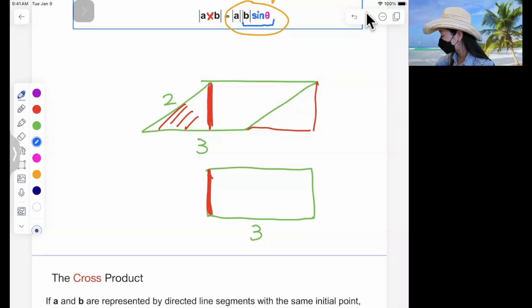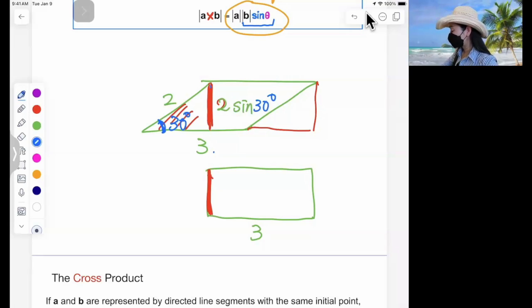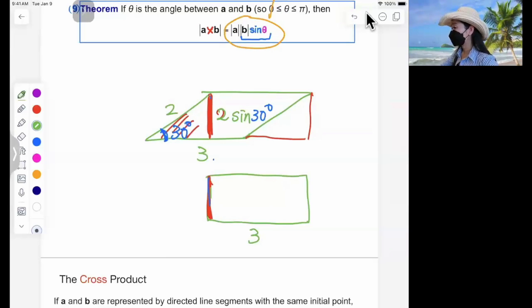Say this angle over here is 30 degrees. Then what will this one here be? This one here will be 2 times sine of 30 degrees, right? So that will be that one. So you need the sine of theta there.